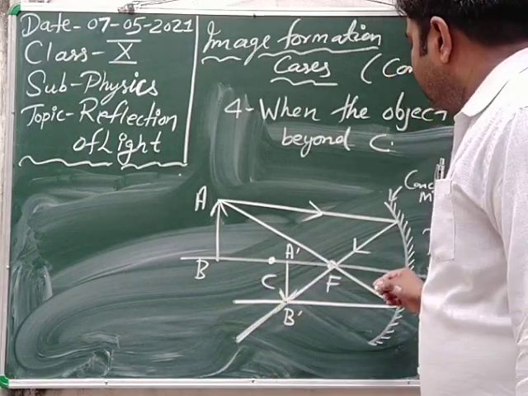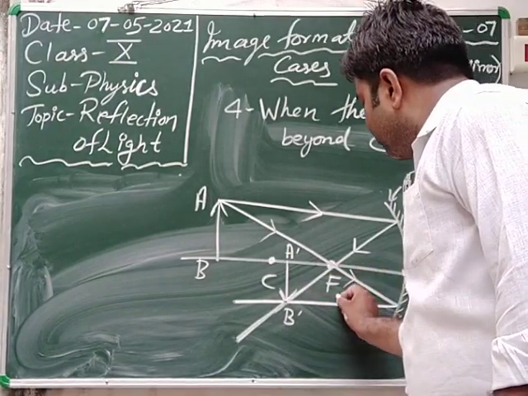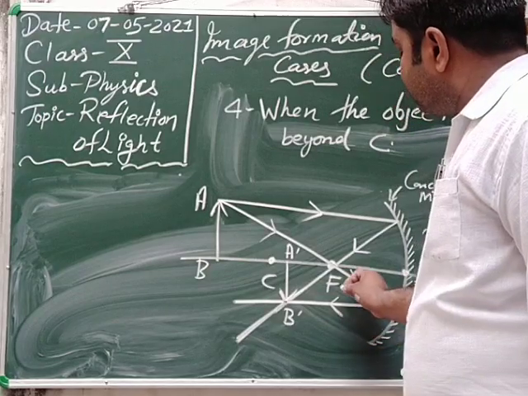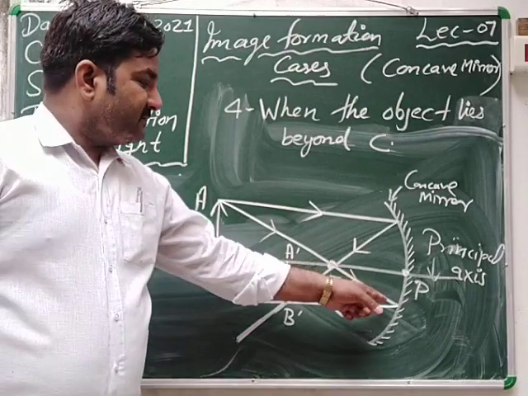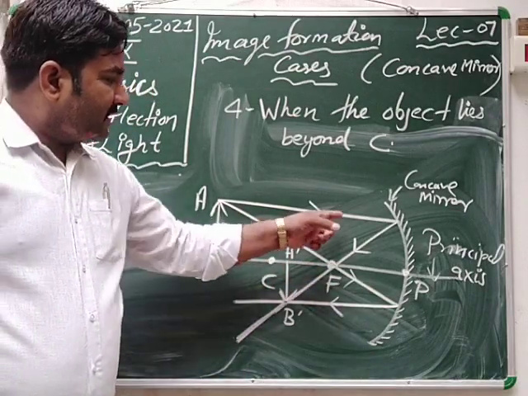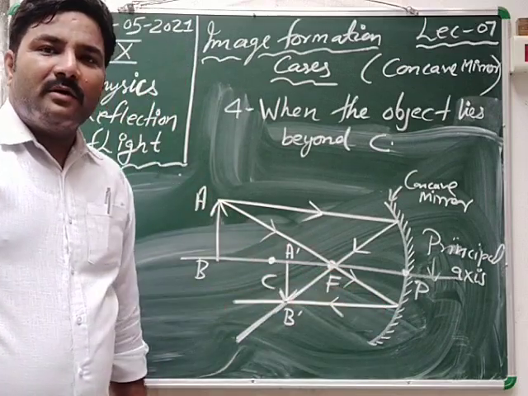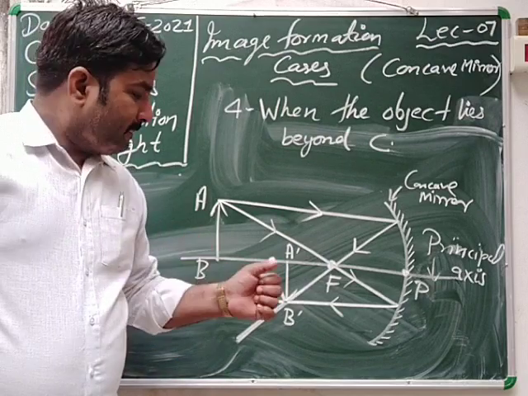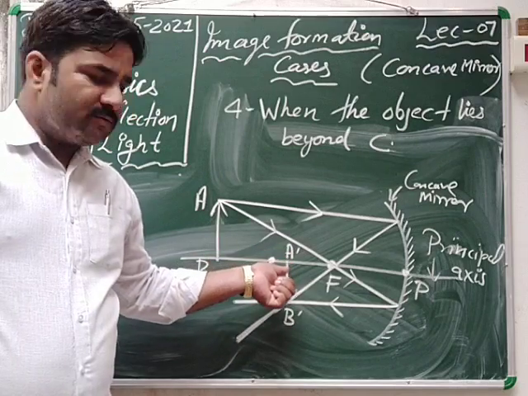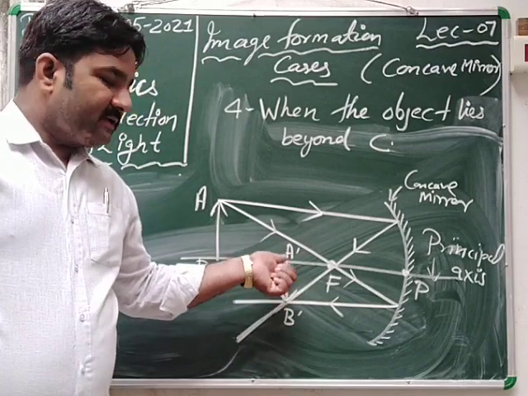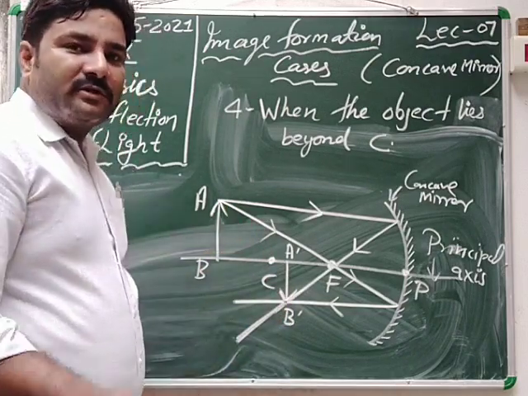Clear? So object AB and the two rays taken from object in such a way that they actually meet after reflection from mirror. One parallel to principal axis, then passes through focus, and second passes through focus, then after reflection parallel to principal axis. Then after reflection both intersect at point B dash and draw perpendicular from principal axis to this point B dash. Then this is the image of an object AB. Clear? So 3 points about the image.